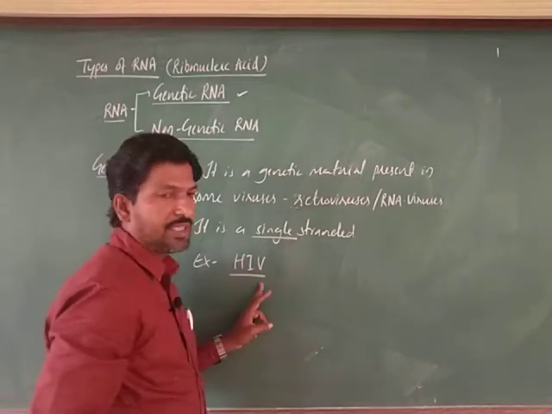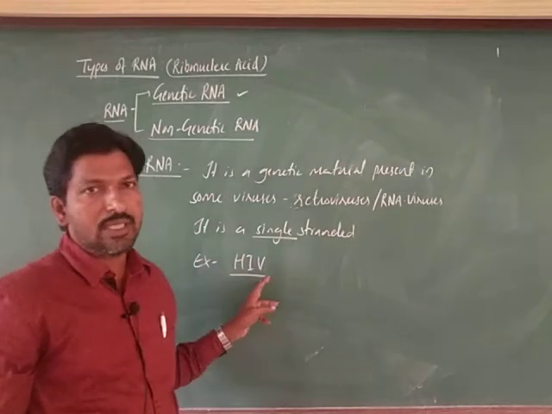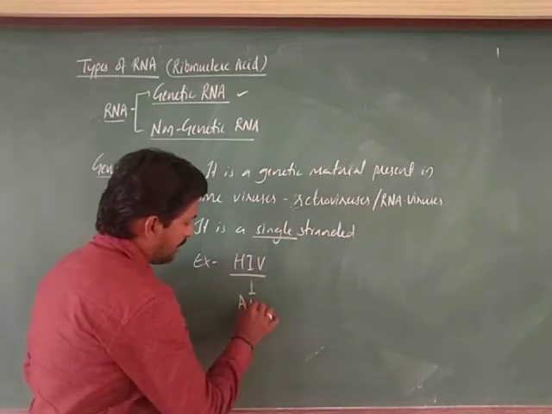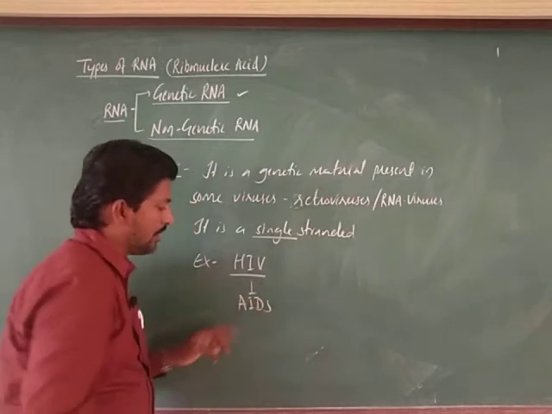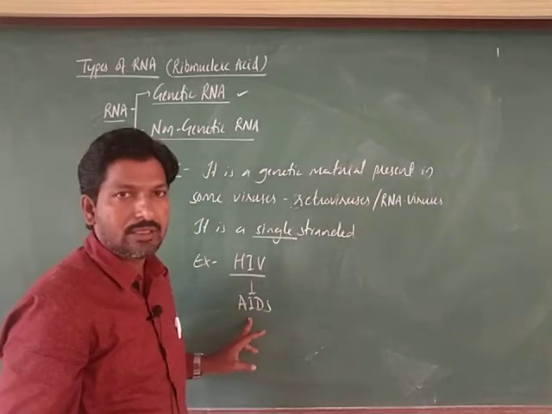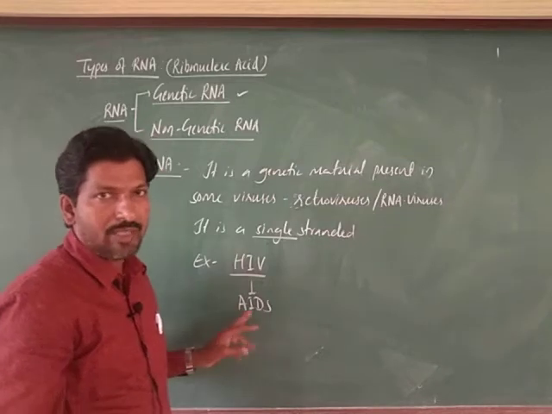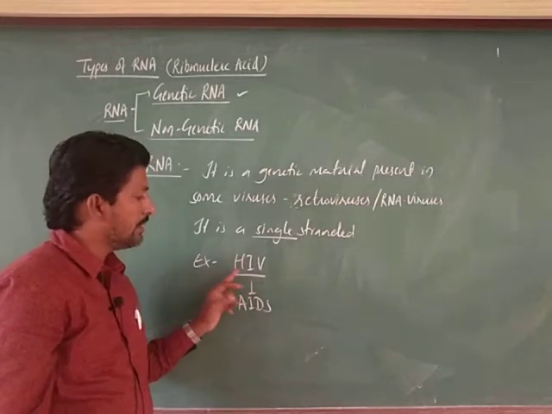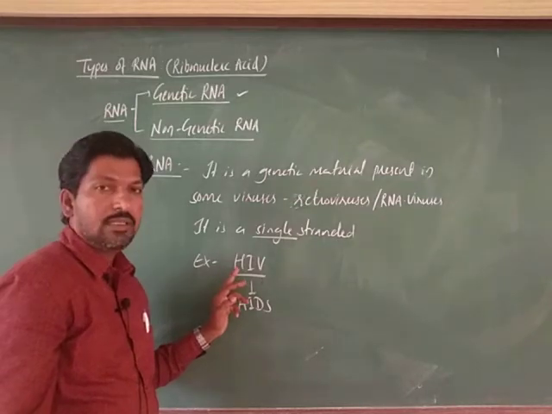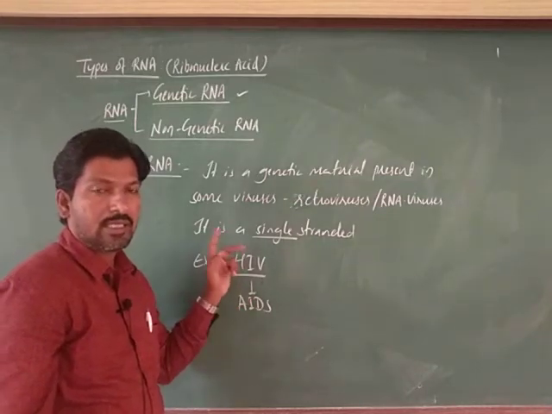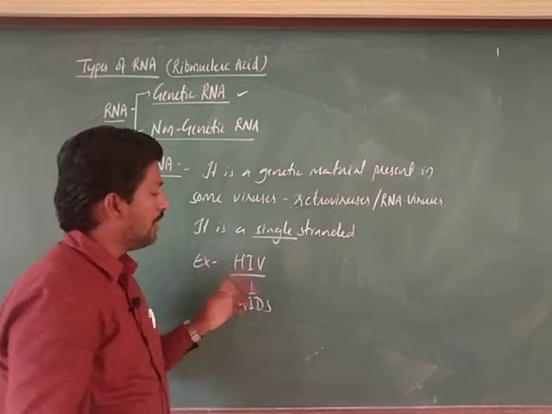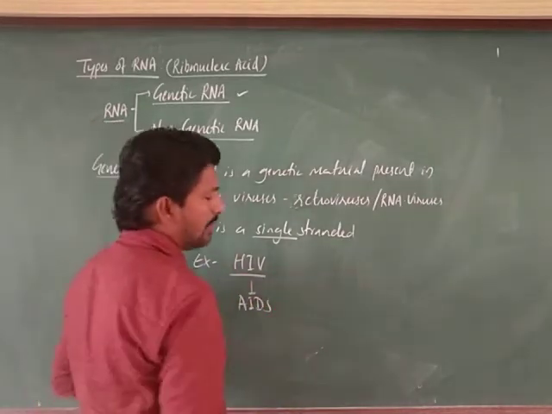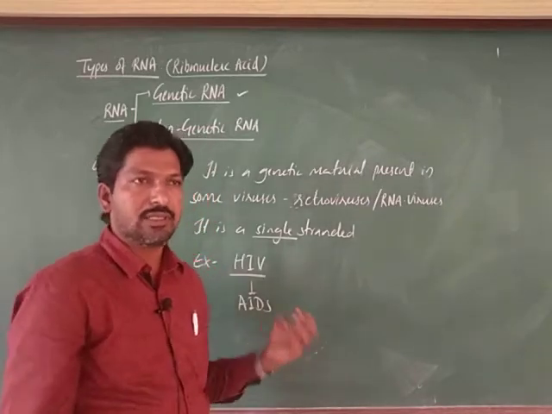human immunodeficiency virus. It causes a disease called AIDS, as you know. Usually it affects human beings, right, and it spreads from one person to another. RNA is the genetic material in HIV, and it is a human virus, as you know, and even in plants viral diseases are there.